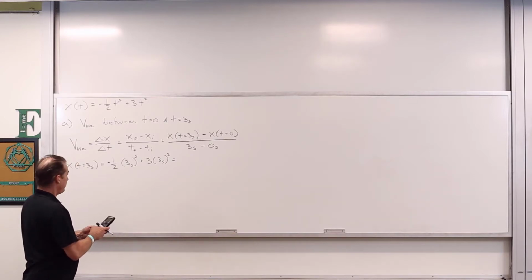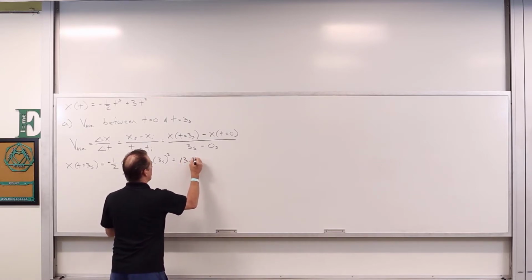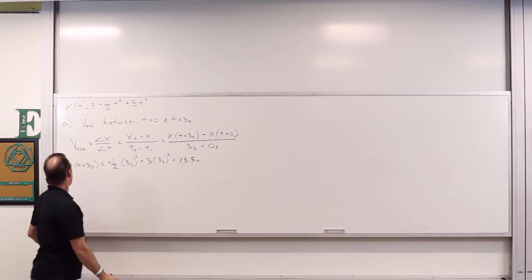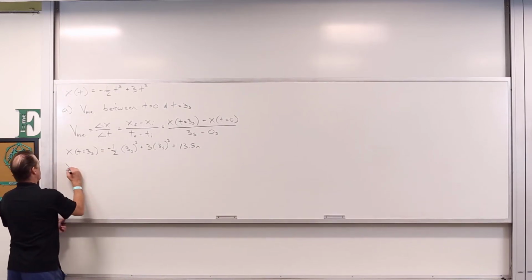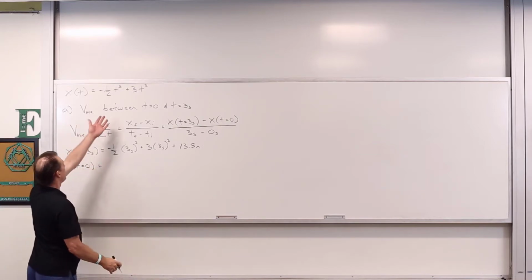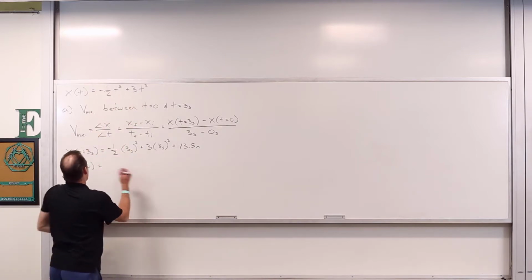Let me just make sure here. We've got 3 cubed minus 1/2... cubed, yeah. 27 halves in total, so we get 13.5 meters. So there's the position of the object at t equals 3 seconds. Where was it at t equals 0? Well, we just go ahead and look. We evaluate this at t equals 0, and that gives us 0.